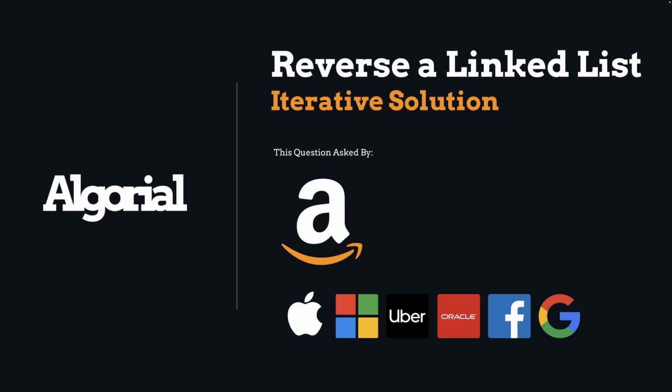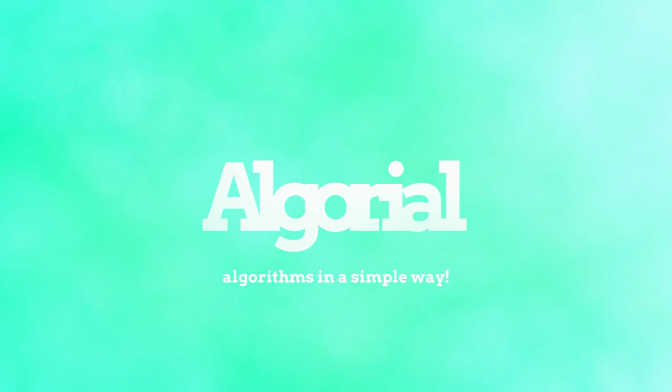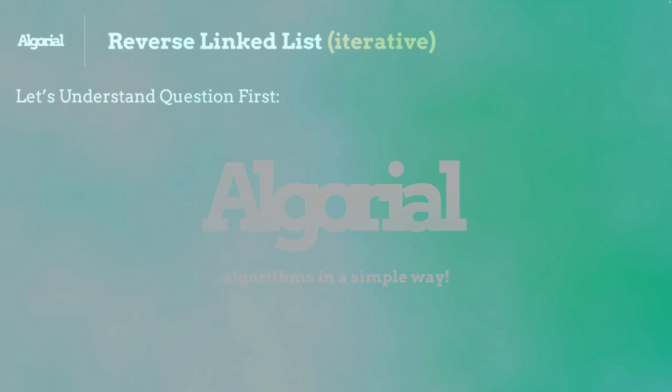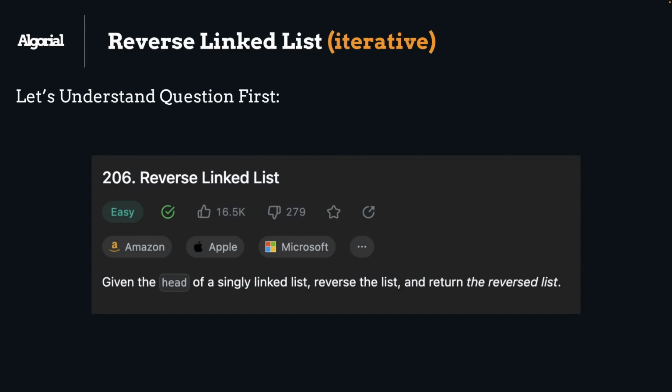So without further ado, let's dive in. Okay, let's go through the problem first. Given the head of a singly linked list, reverse the list and return the reversed list.